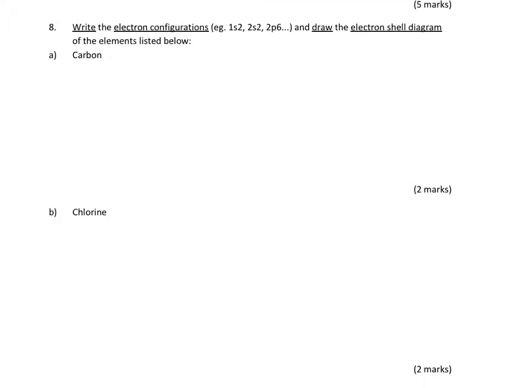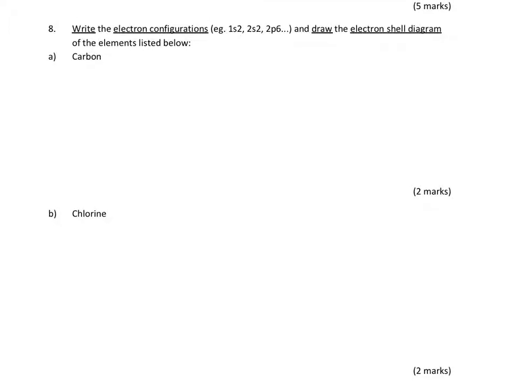Write the electron configurations, 1s2, 2s2, etc., and draw the electron shell diagram of the elements listed below. So carbon. Carbon is 6. So, symbol, protons, it's going to have 6 of them. Neutrons, if I look at the periodic table, it's got a mass of 12, so 12 minus 6 is going to be also 6. So then draw the electron configuration.